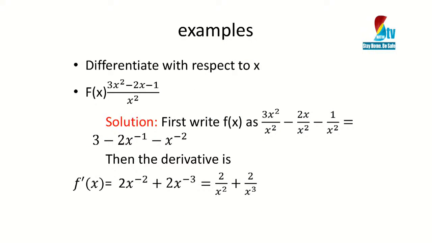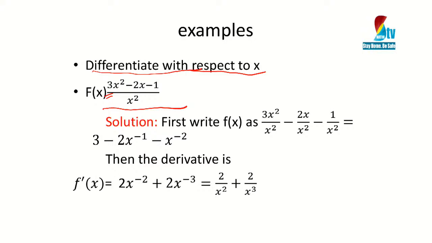We'll proceed now. Let us look at another situation. So f of x is equal to 3x squared minus 2x minus 1 all over x squared. We want to differentiate. The question says let us differentiate with respect to x.